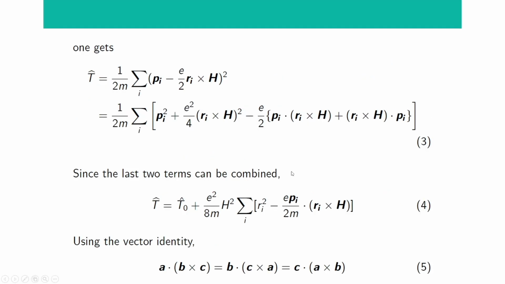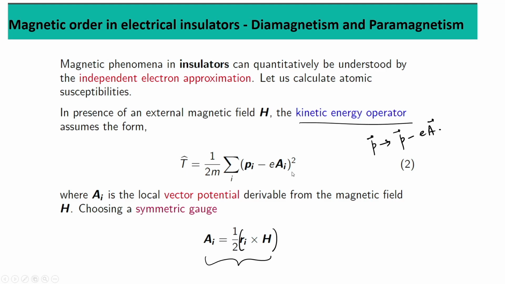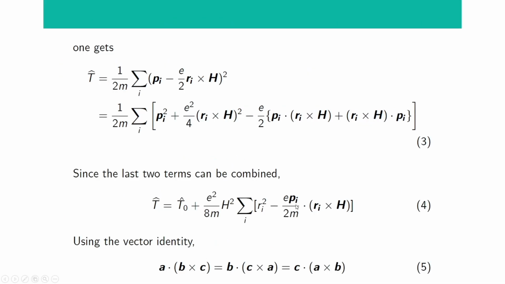And what we do is that we put in this equation, equation number 2, this A_i there, and we get this resultant equation, and in which case we can solve it, or rather we can expand this square and get this term, which is R_i P_i dot R_i cross H and R_i cross H dot P_i. These are the cross terms. This is the 0th order term P_i square, and this is coming because of the magnetic field being present there.